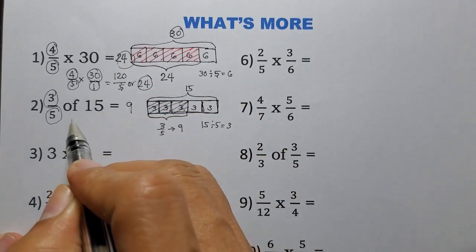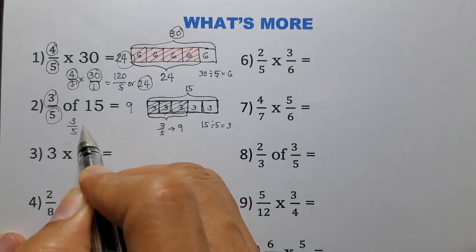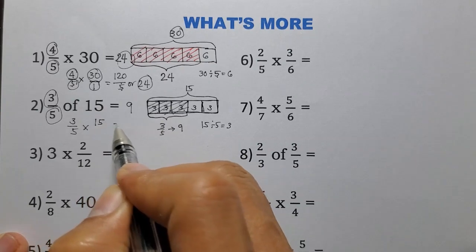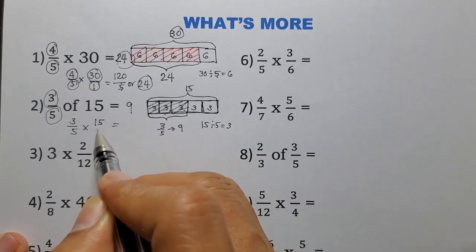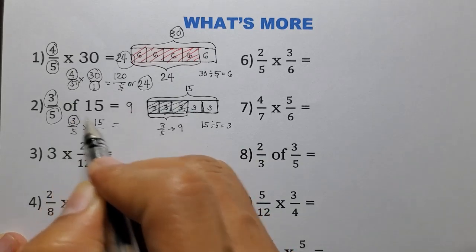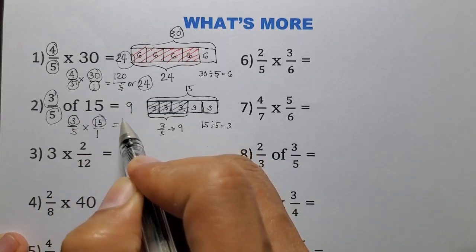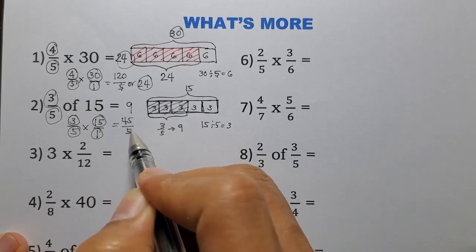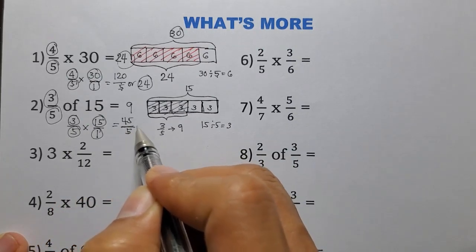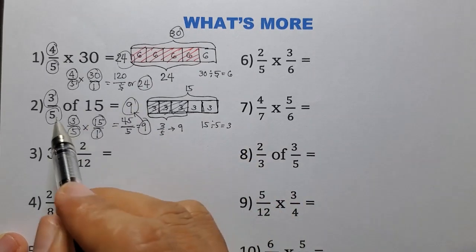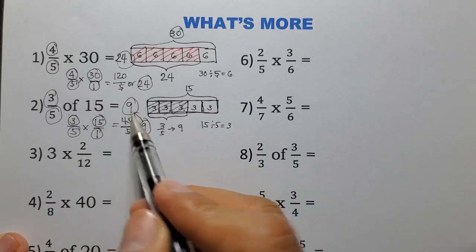The same thing here. If you get 3/5 of 15, that is 3/5 times 15. However, 15 here is a whole number, so the denominator of that is 1. So after that, you multiply numerator by numerator, which is equal to 45. And of course, denominator by denominator, which is also equal to 5. So 45 divided by 5 is equal to 9. The same here. So therefore, the answer of 3/5 of 15 is equal to 9.